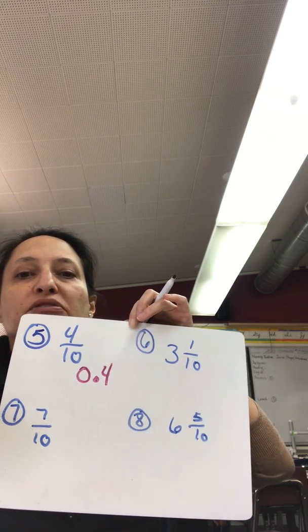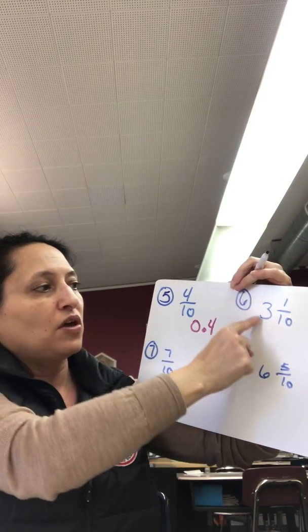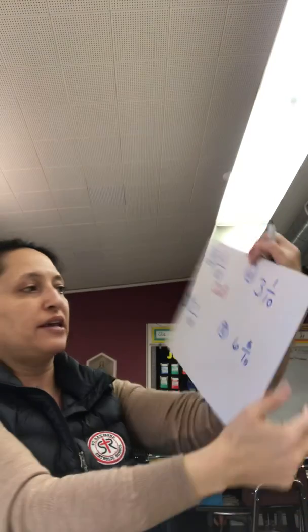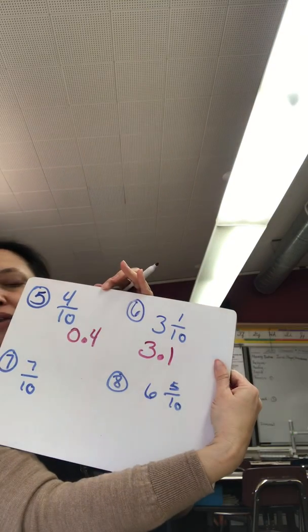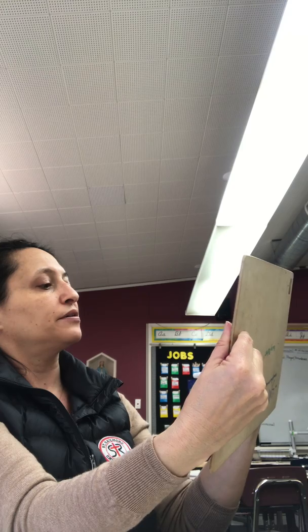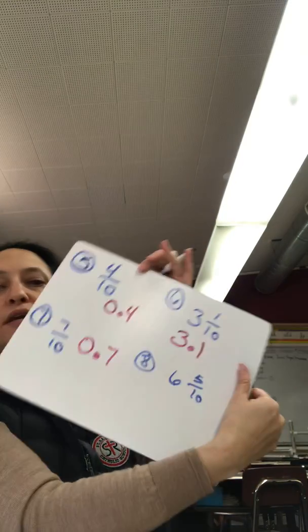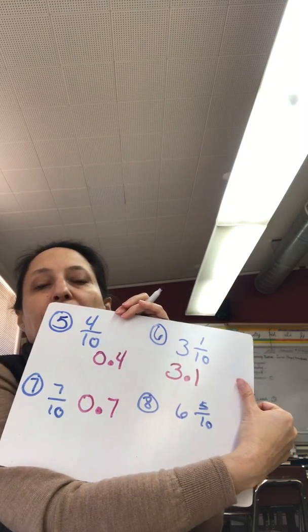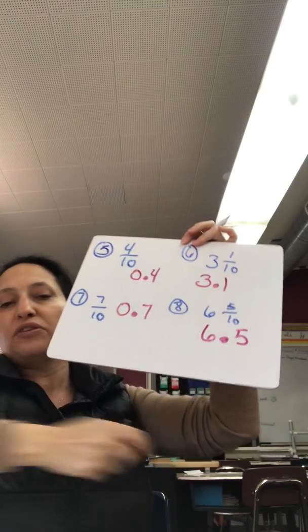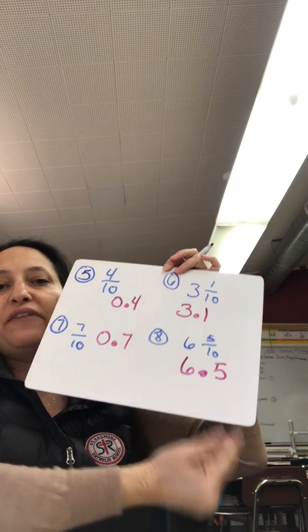Okay? All right, so number 6. 3 and 1 tenth. Okay, that's easy. 3 and 1 tenth. Okay? Number 7, 7 tenths. I'm going to put my 0 here because I don't have any wholes. I'm just going to say 7 tenths. Okay? All right, number 8, 6 and 5 tenths. It's just a 6.5. You can say it correctly, 6 and 5 tenths. Okay?